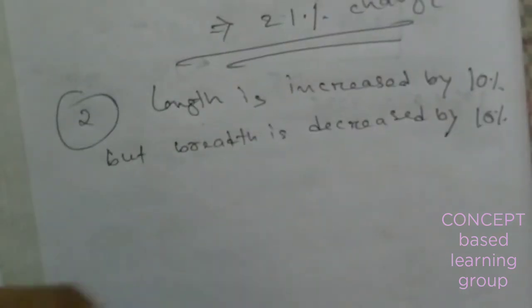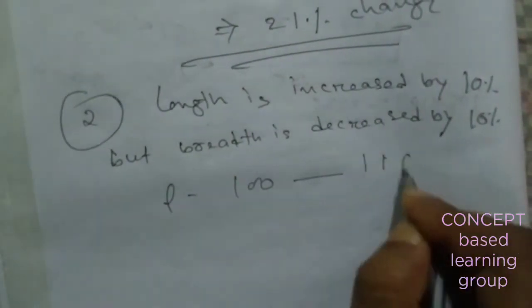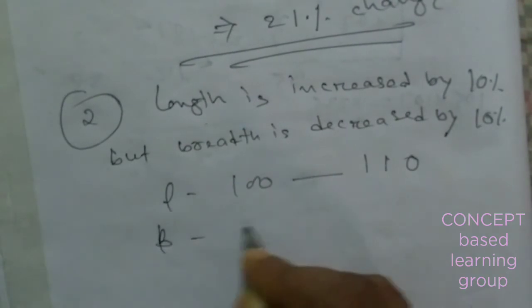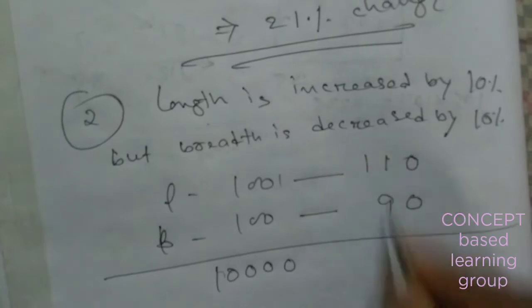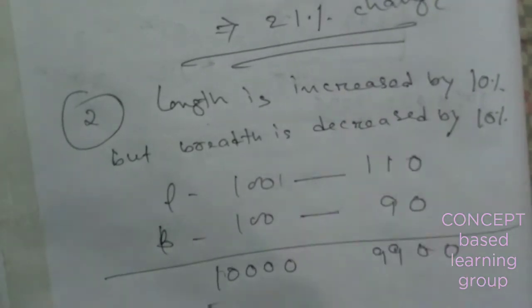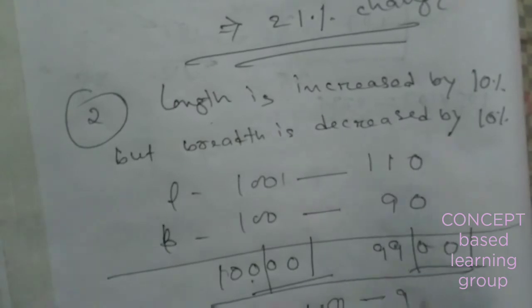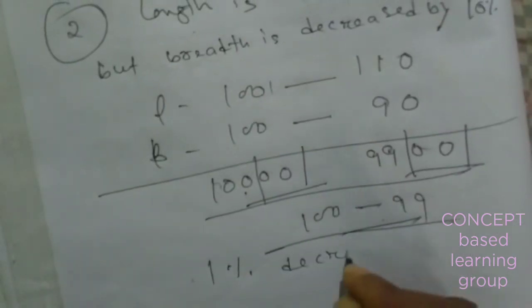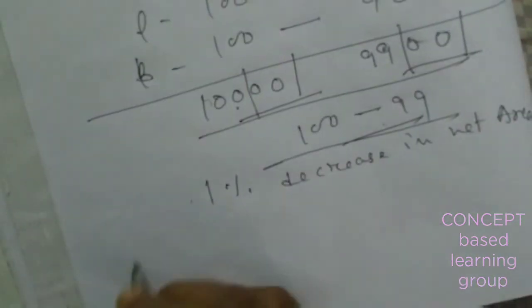So the net change in area will be, similarly, length: if now length is 100, then length will be 110. Now breadth is 100, then breadth will be 90. If you multiply both, you will get 9999 and 00. We need it in terms of 100, so cancel out, that is 100 to 99. Here what we got is 1% decrease in net area. That's it. Let's look at the third example, what it says.